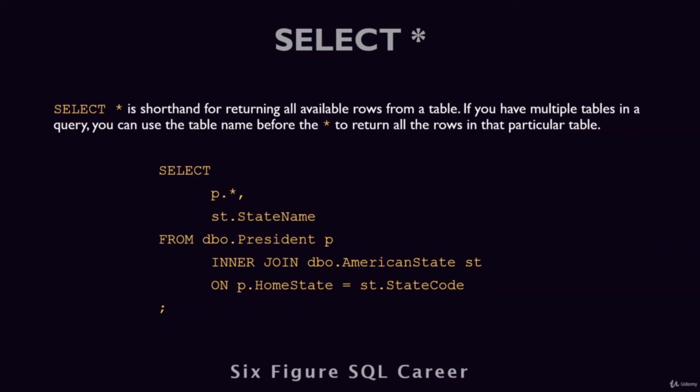So in this example, I have a query where I am joining a table named President to another table named American State. So in my query, I've typed p.star. p is a table alias that references my President's table. So what I am saying is return all the columns from the President's table. And then st is a table alias for American State, and I'm saying return only the state name column from that table.